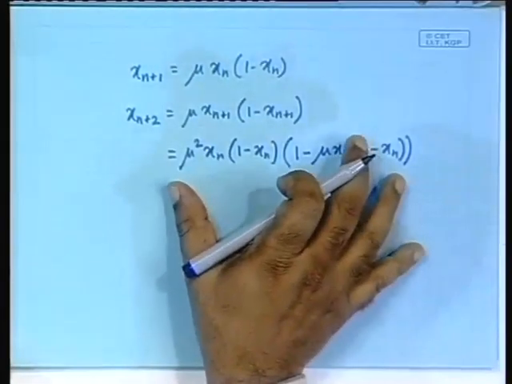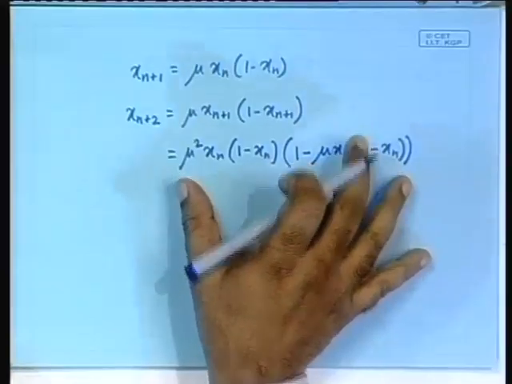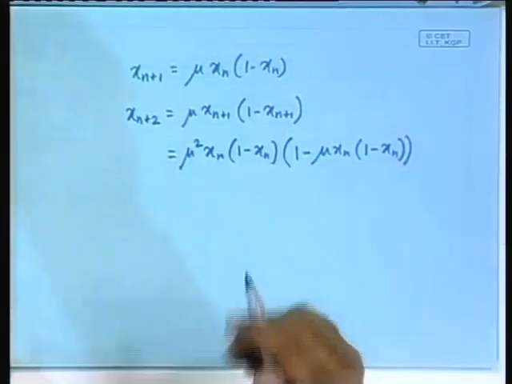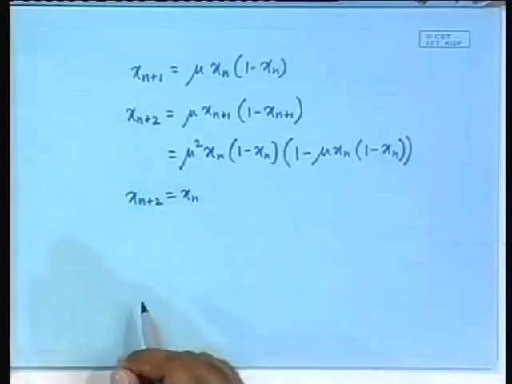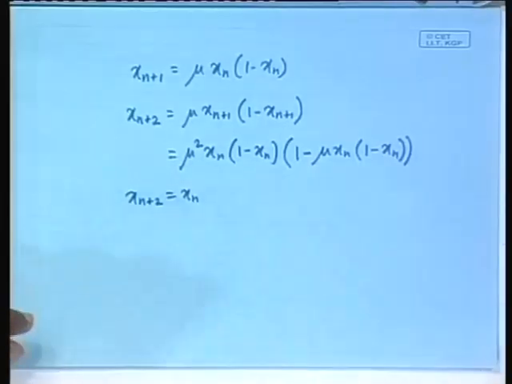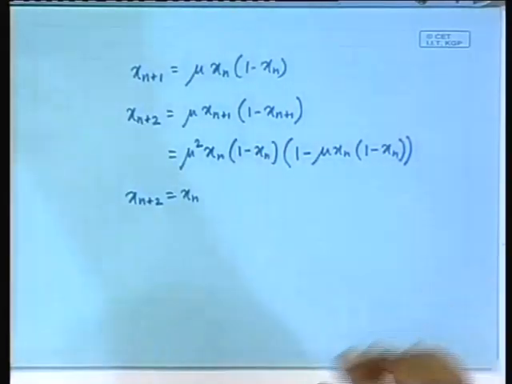So in order to find out where the equilibrium points or fixed points of the period 2 orbit are, what will you have to do? You will have to say x n plus 2 is equal to x n, because if you are trying to check for the period 1 orbit, what did you do? You said that in order to check that, I have to set x n plus 1 is equal to x n. So if you are now trying to check if the period 2 orbit is stable, then you have to set x n plus 2 is equal to x n. So you will have to set this.